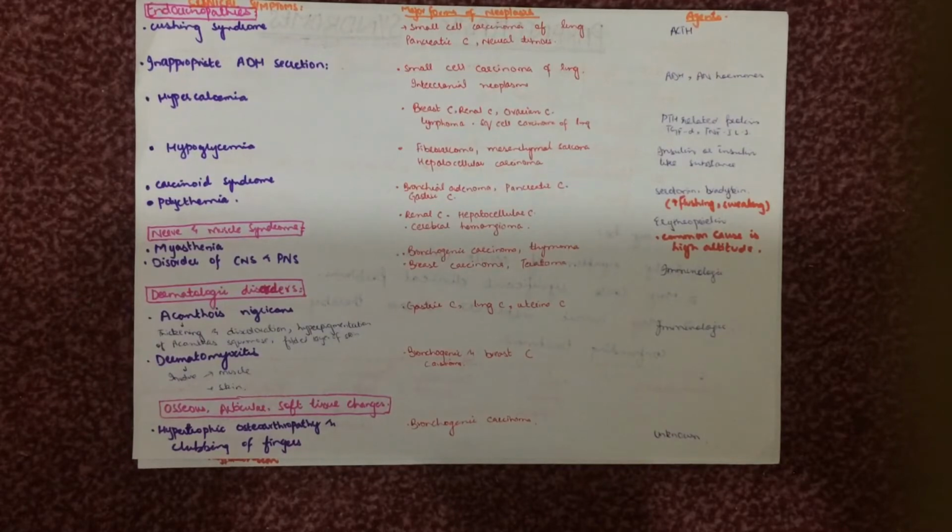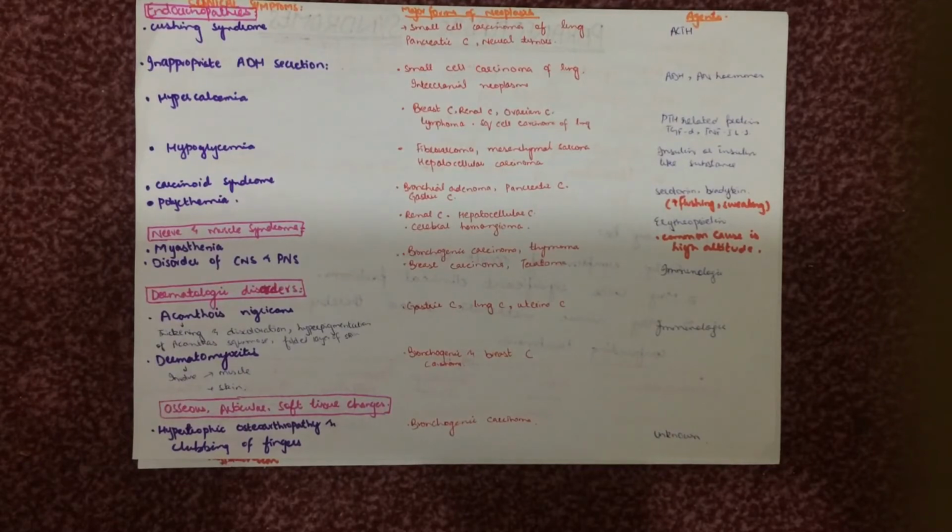ACTH stands for adrenocorticotrophic hormone. Inappropriate ADH secretion is seen with small cell carcinoma of lung or intracranial neoplasm, and the agent will be ADH. Hypercalcemia, a very important endocrinopathy, is involved in breast carcinoma, renal carcinoma, ovarian carcinoma, lymphomas, and squamous cell carcinoma of lung. Agents are PTH related proteins, that is parathyroid hormone, or transforming growth factor alpha, or tumor necrosis factor, or interleukin 1.